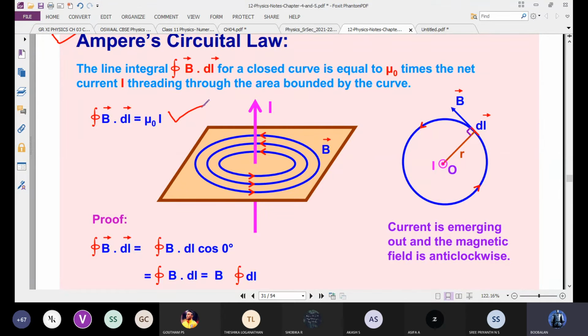The word closed circuit is very important. Gauss law is also a closed surface, Ampere's circuital law also closed circuit. So closed integral, after that write the formula: B dot dl equal to mu naught I.